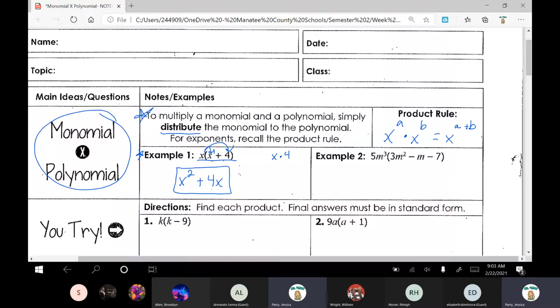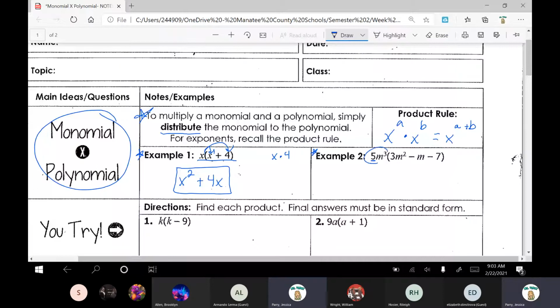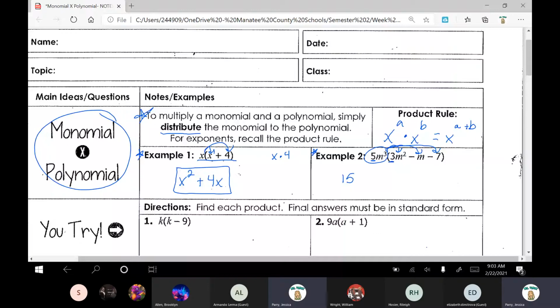Let's try it again with example number 2. It's a little bit more difficult here. So we have the coefficient of 5. All of this is going to be distributed throughout 3 different times here. So when you do this, let's first multiply the coefficients, the numbers. 5 times 3 is 15. And then we've got our variable m. Remember the product rule. You just add the exponents. 3 plus 2 is 5. So that's my new exponent for m.